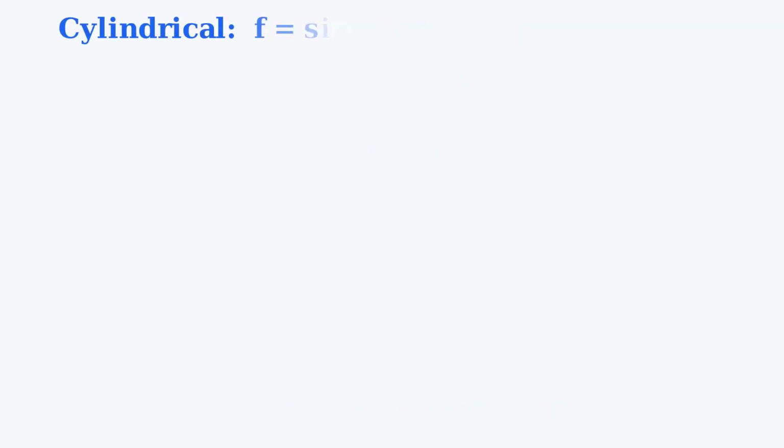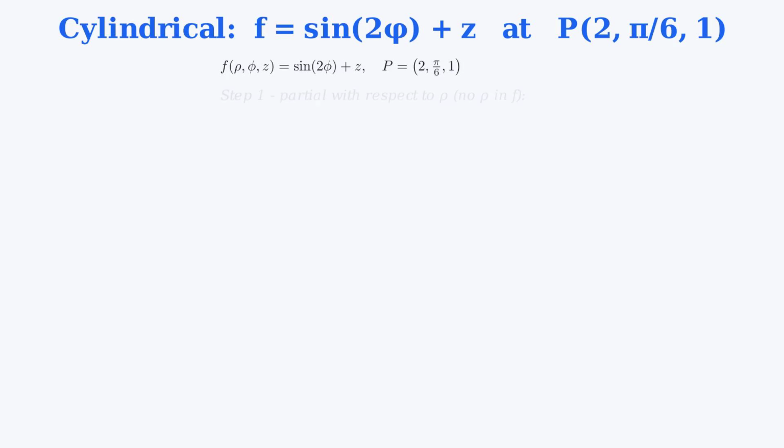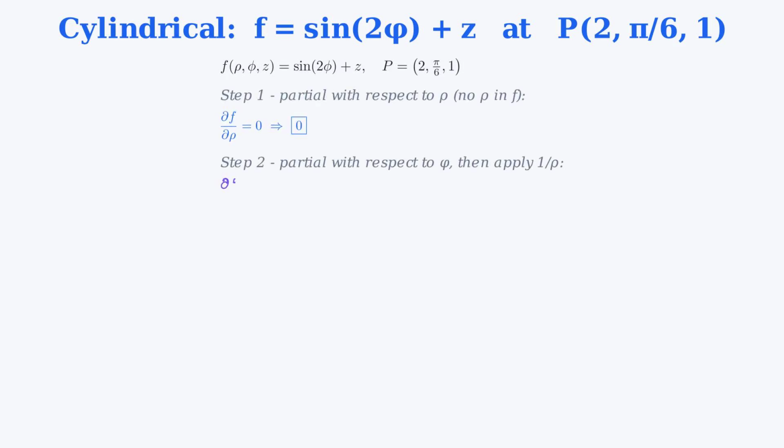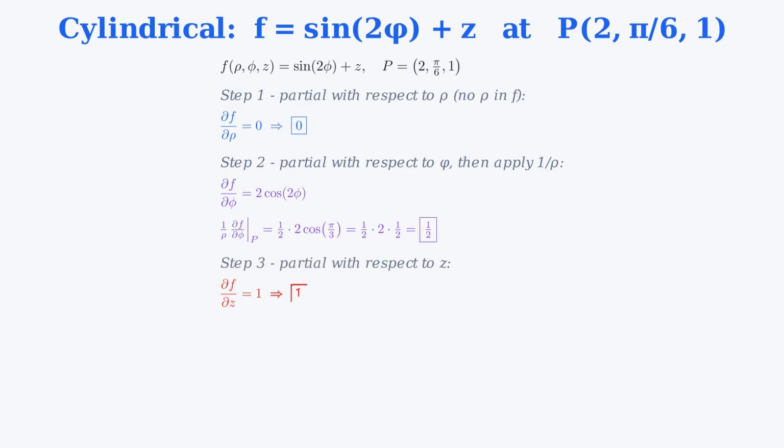Worked example 1, cylindrical. Take f of rho, phi, z equals sine of 2 phi plus z. Our point is p equals (2, pi over 6, 1). We want the gradient at p. Step 1. Partial with respect to rho. Treat phi and z as constants. The function has no rho in it at all, so this derivative is simply 0. The rho component of the gradient is 0.